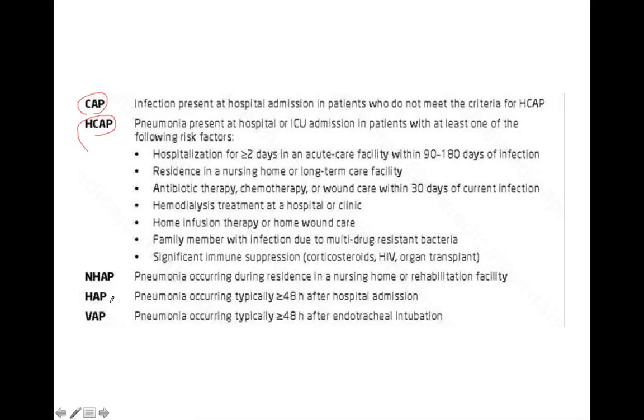Okay, so this hospital acquired pneumonia is defined as pneumonia which occurs 48 hours after admission or within 3 months after discharge from the hospital. Okay, and it is of various types as I said.